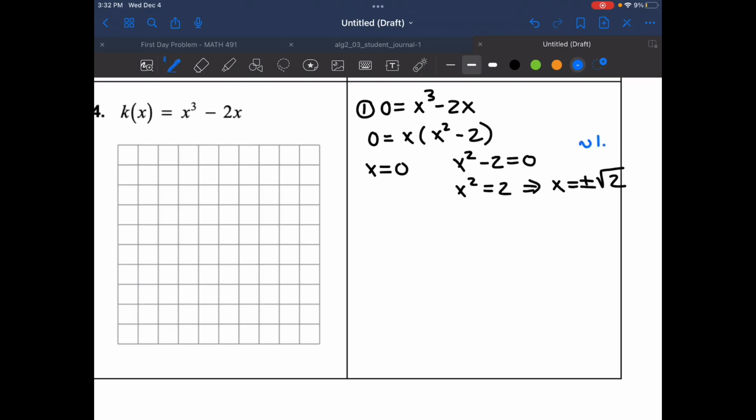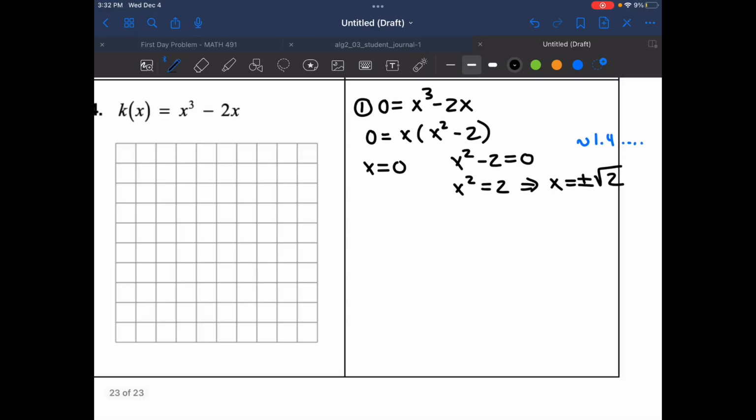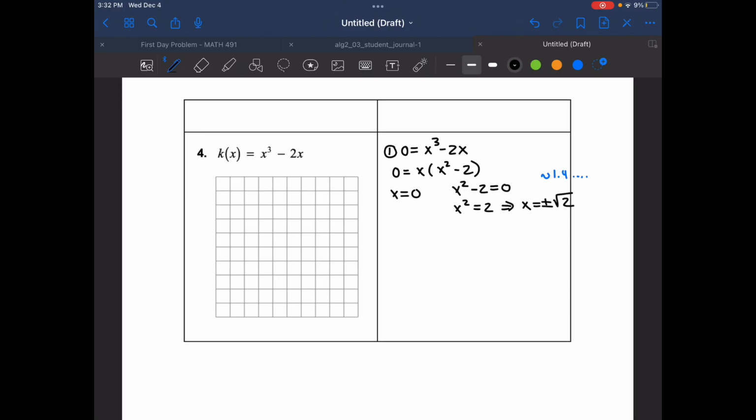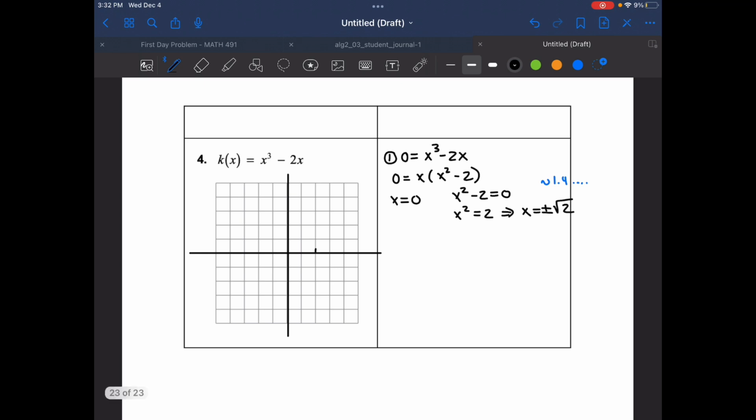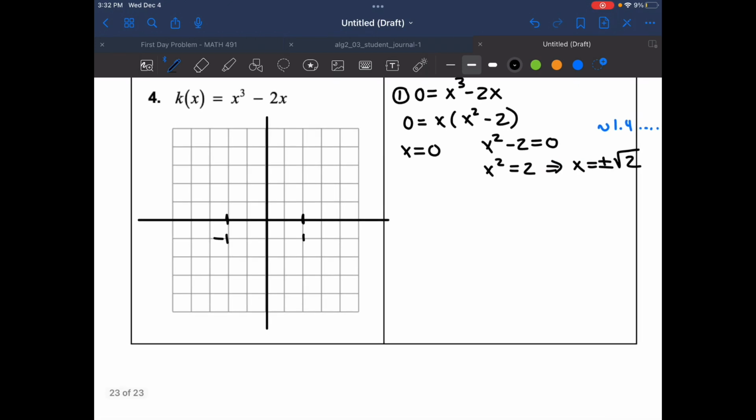Now the square root of 2 is approximately 1.4 something, right? So I am going to go ahead and graph that the best that I can. So here are my axes. I'm going to say that I go 1, 2, 3, 4, that this is 1, 2, that this is 1, 1, 2, this is negative 1. There we go. Okay. And I'm going to plot my points. So I have a solution at 0, 0. I have a solution at negative root 2 and positive root 2. Okay.